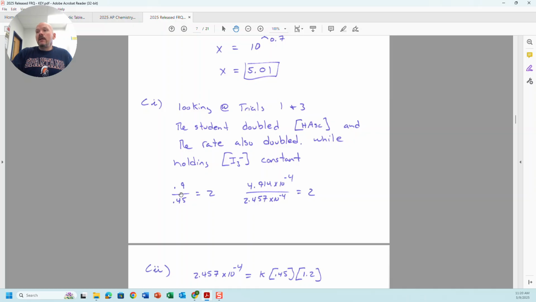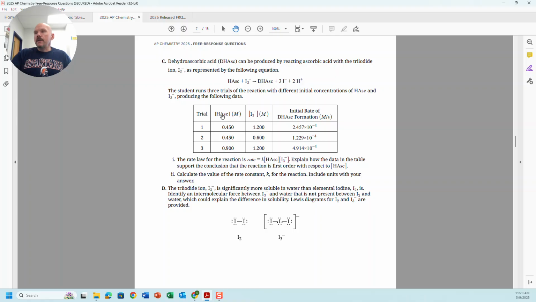Now, do the math, right? Trial 3 divided by trial 1 for the concentration equals 2. Trial 3 divided by trial 1 in terms of the rate, that also equals 2. So if the change that happened to the concentration is the same thing that happens to the rate, that's first order. If this came out to be 4, but this was 2, then that would be second order, right? Just reviewing your kinetic stuff, okay?